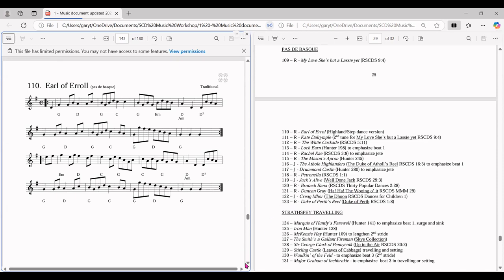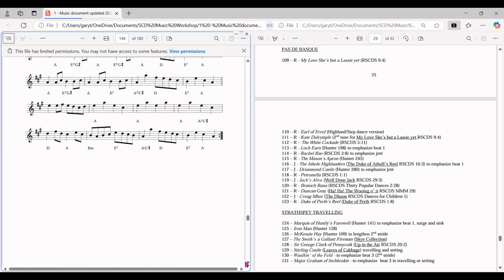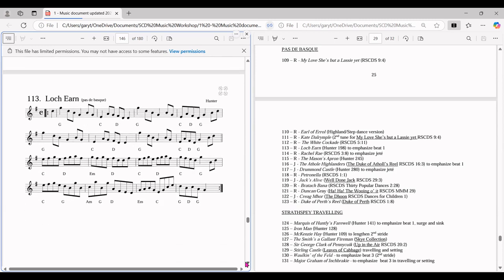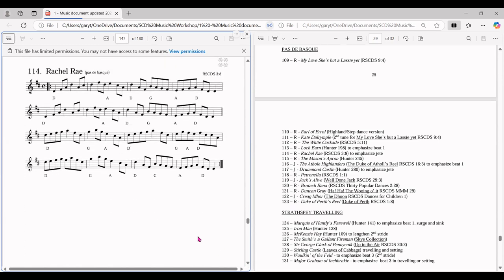Now we're going to go to 113. This is to emphasize the spring in the pas de basque, that first beat. Ready, and spring, spring, spring, spring, spring. Now compare that to number 114, which emphasizes the jeté a bit more. Ready, and.